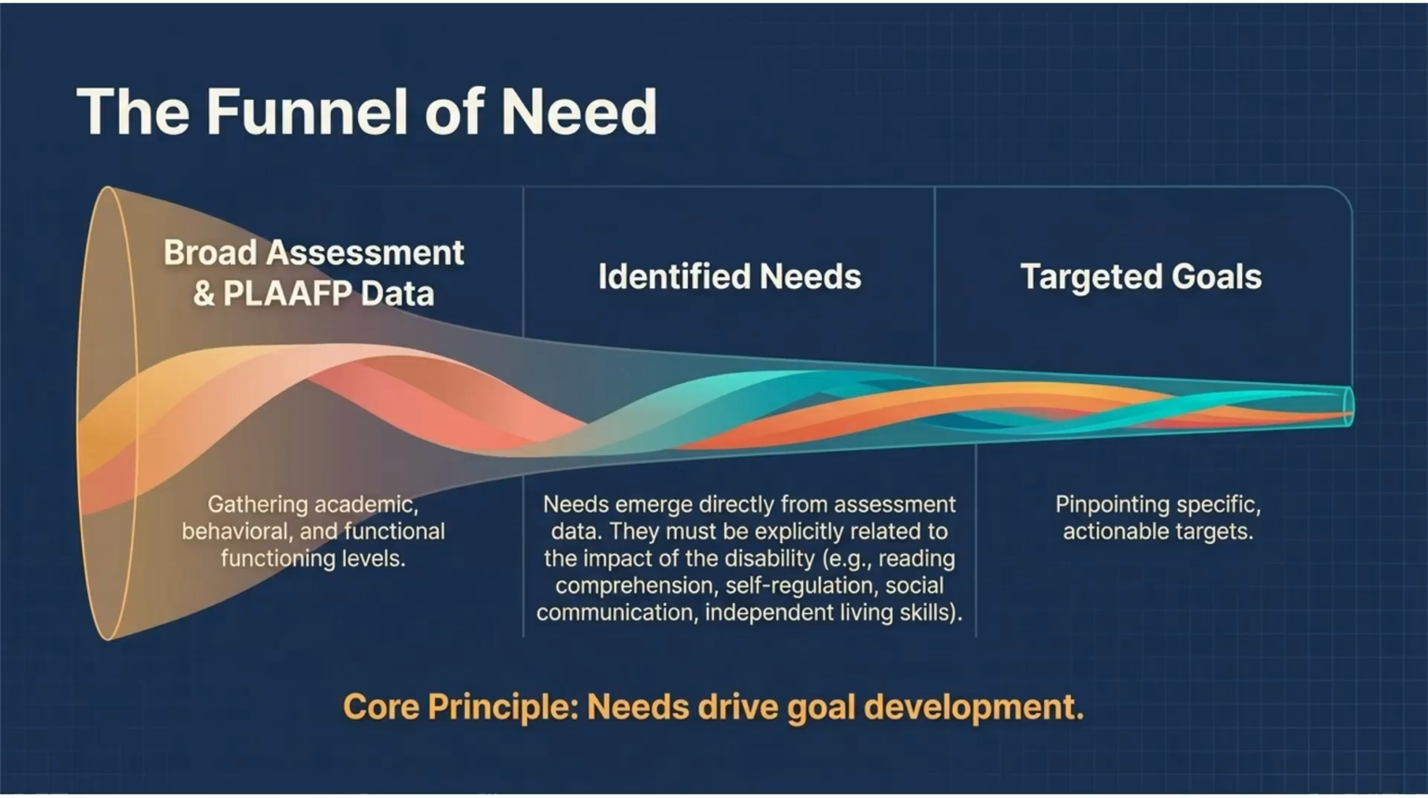Present levels often contain a large amount of information. The team's task is to identify the most significant needs emerging from the assessment data. These needs must be directly related to the impact of the disability. Once identified, those needs become the focus for measurable annual goals. The key principle is simple: needs drive goal development.